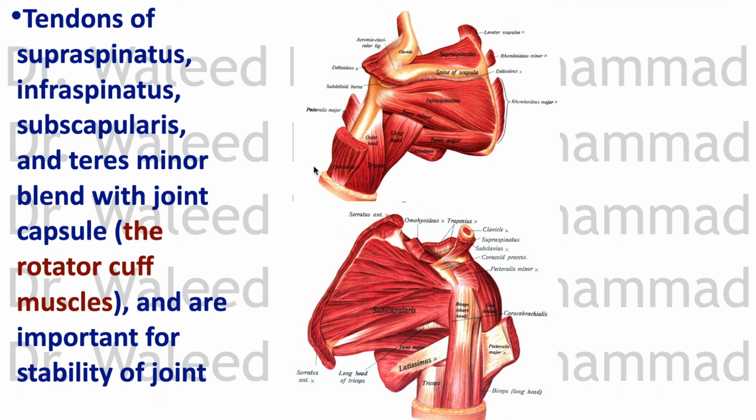Now, tendons of supraspinatus, infraspinatus, subscapularis and teres minor blend with the joint capsule. That's why they are called the rotator cuff muscles. The importance of the rotator cuff muscles is that, by blending with the capsule, they hold the head of the humerus in place. They hold it in place. They are crucial for the stability of the shoulder joint.